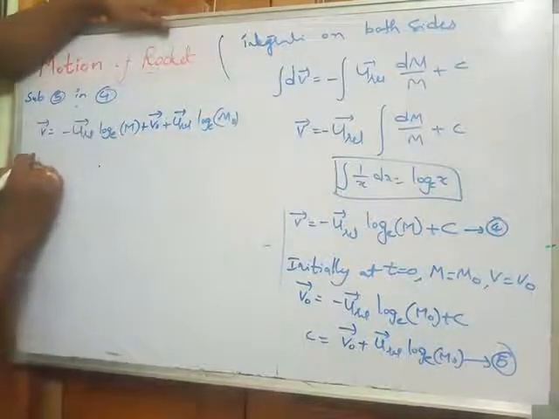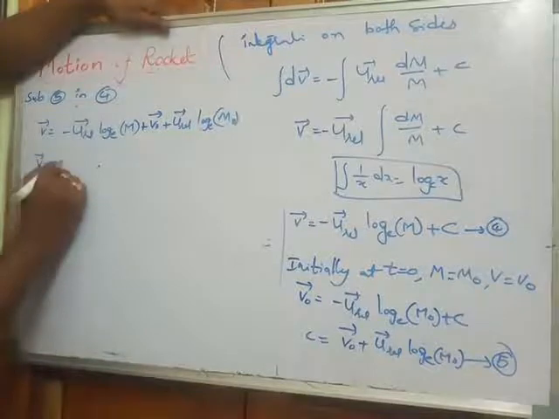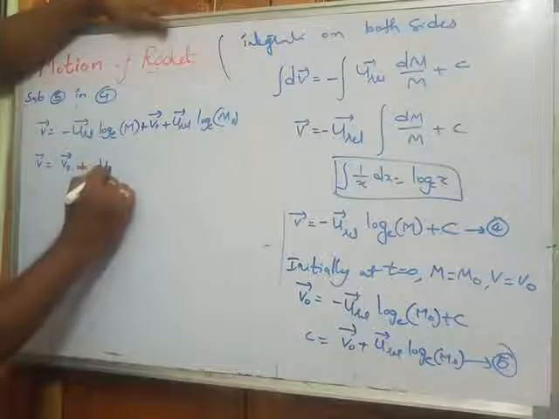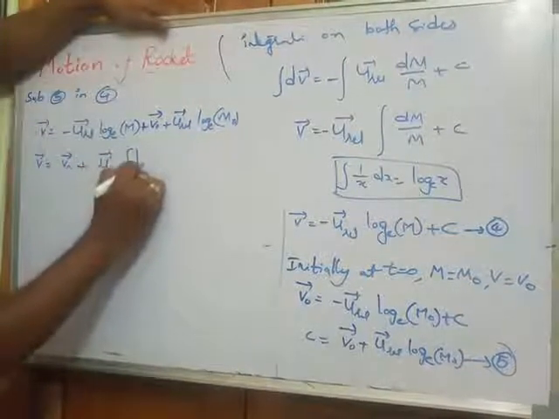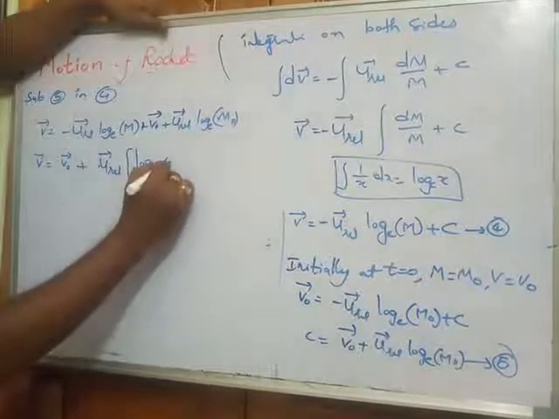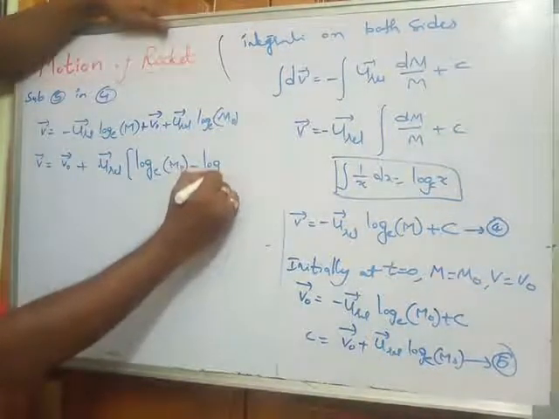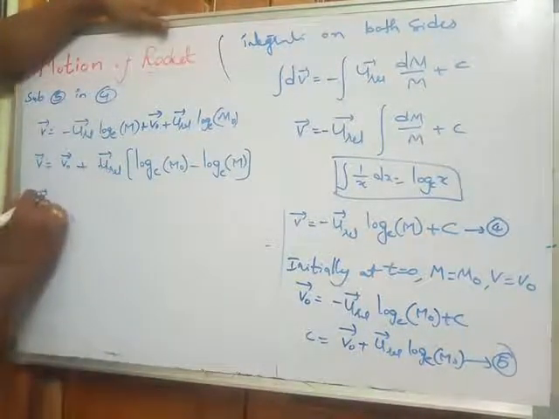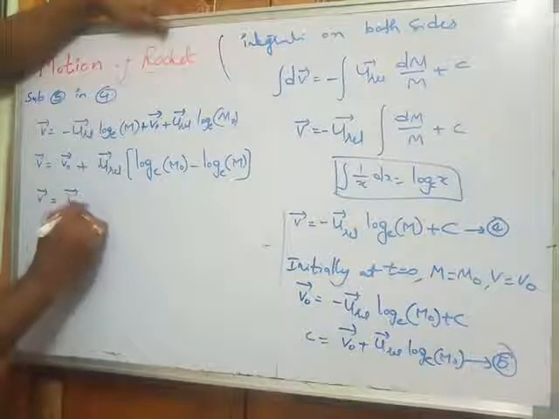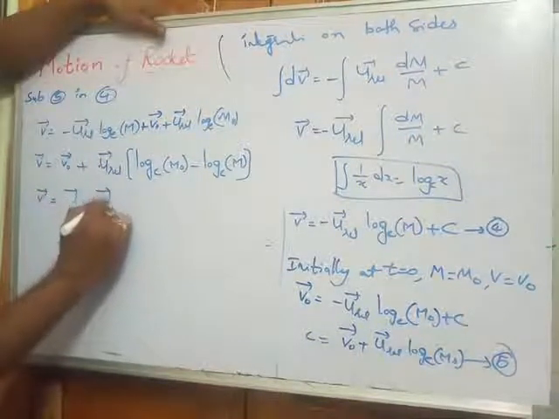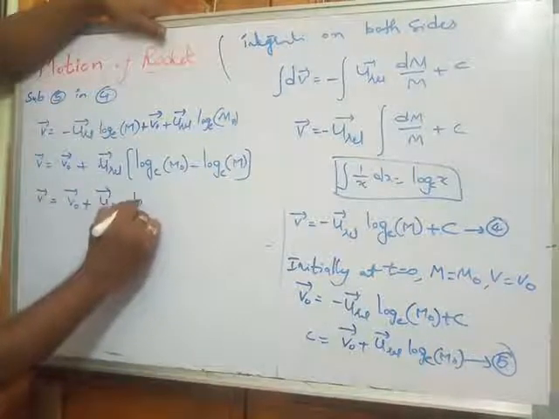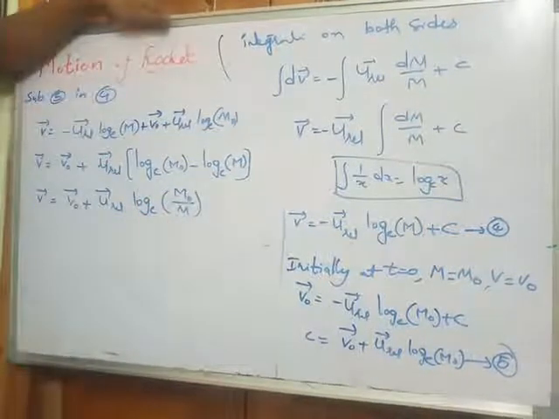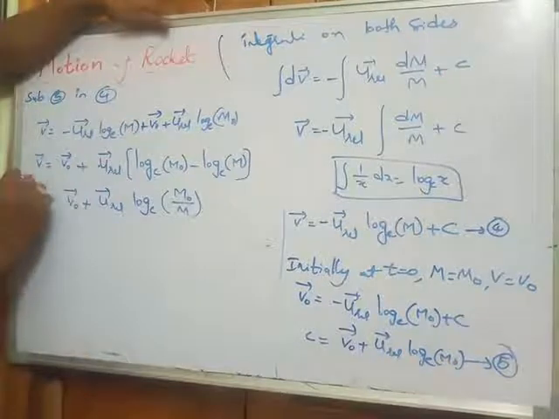So from this equation, v bar is equal to v naught bar plus, taking relative velocity common, log e m naught minus log e m. So again we write v bar is equal to v naught bar plus u bar relative into log e of m naught by m. So this is a very important equation.